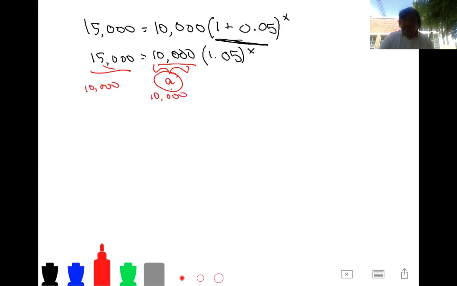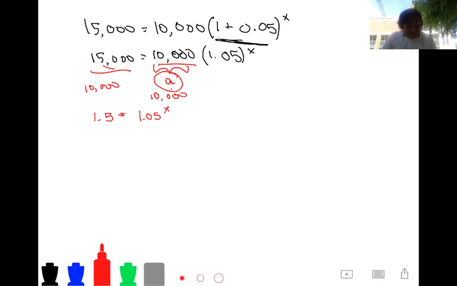So 15,000 divided by 10,000 is simply 1.5, which is equal to 1.05 raised to the x. All right, okay, so now here's a problem, because 1.05 is such an unusual base. Therefore, looking for a particular exponent wherein 1.05 raised to that exponent becomes 1.5 is difficult. So in order to save time in solving this, we're going to use logarithms. So we're going to convert this into its logarithmic form.